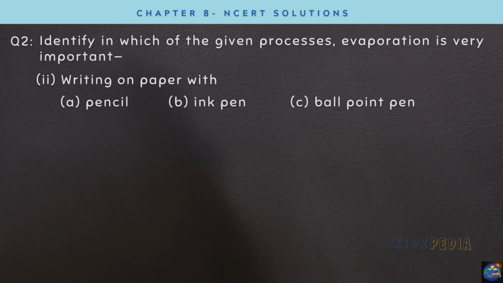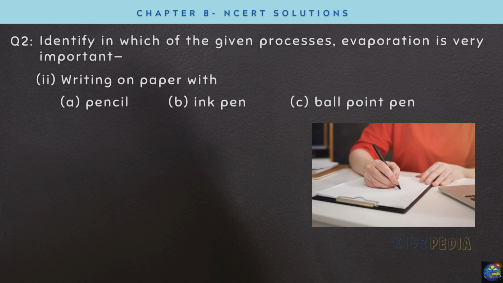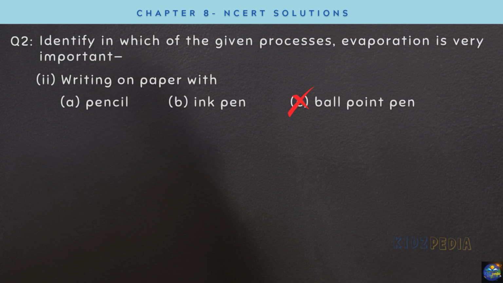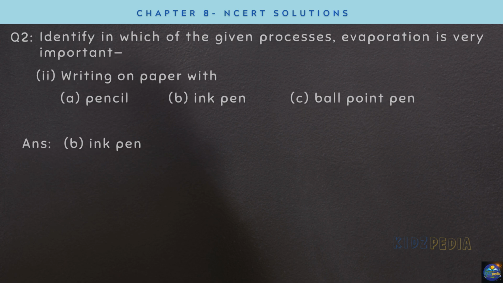And option C, ballpoint pen. Ballpoint pens contain thick paste-like ink. This ink mainly sticks to the paper and dries by absorption, so evaporation is not the main process. Therefore, the correct answer is option B, ink pen. So, whenever a liquid dries because its solvent disappears into the air, the process involved is evaporation.